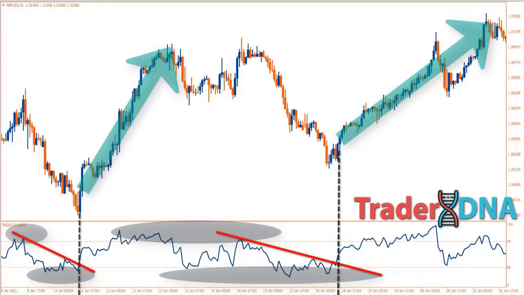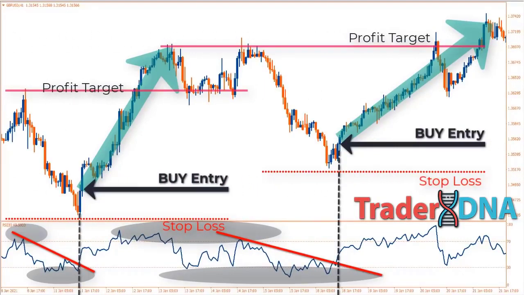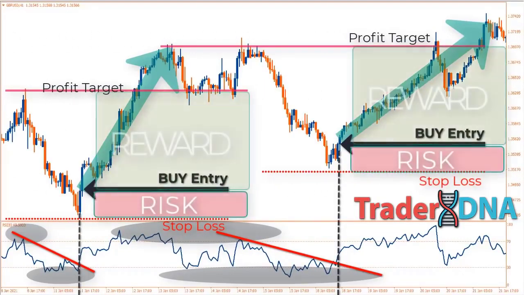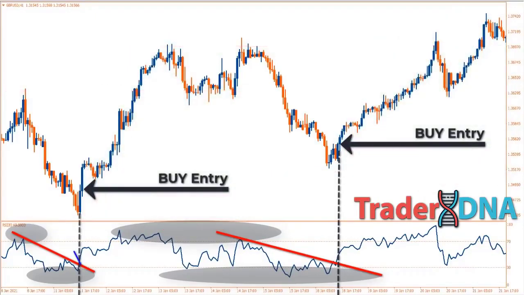Because the signals are leading rather than lagging, stops can be placed below or above the candle on which the RSI broke its trendline. This allows for a good risk to reward trading opportunity. There is one more condition that needs to be satisfied in order to enter a trade. In this case, we need for the price to still be trading above its trend line, so we'll need the RSI trend line to be broken and the price to be trading above its trend line.